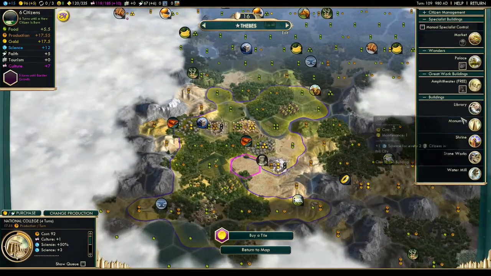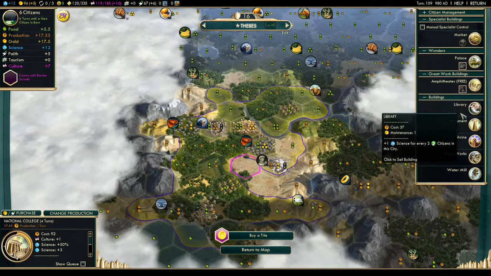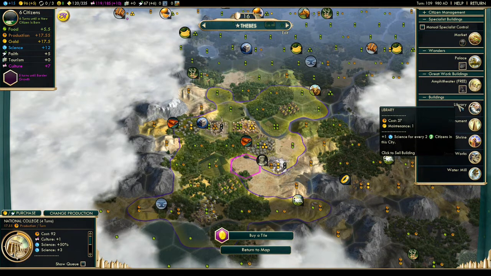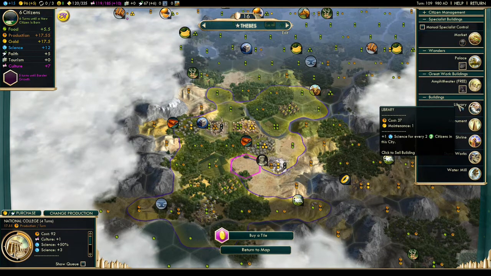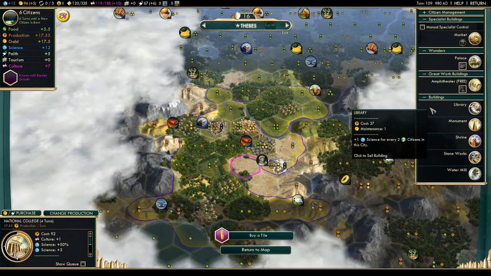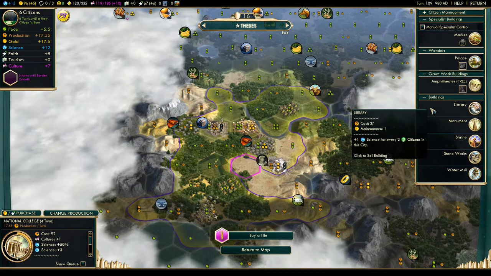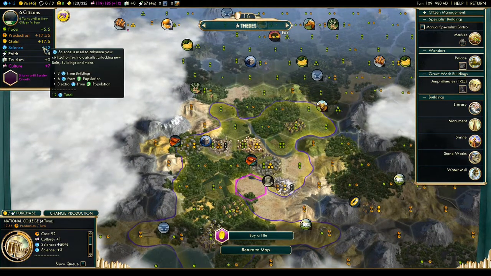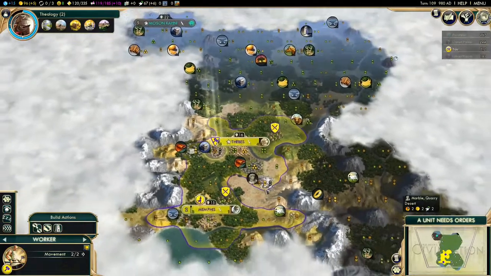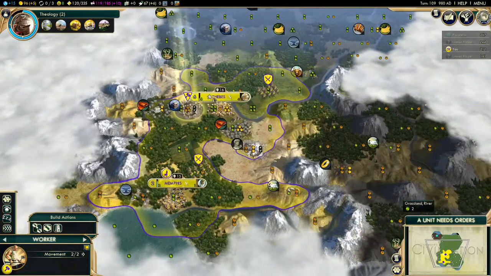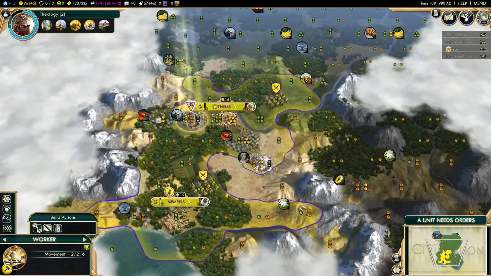If we look over here, our first science building is that plus one science for every two citizens in the city. So your first science building really depends on the amount of population you have in that city. And so here we're getting three science because we have 6 citizens. And also, every population gives you one science. You see here? 6 from population. So you're gaining one science per population, and one science per two population. And so that slowly gives you science in the early game.